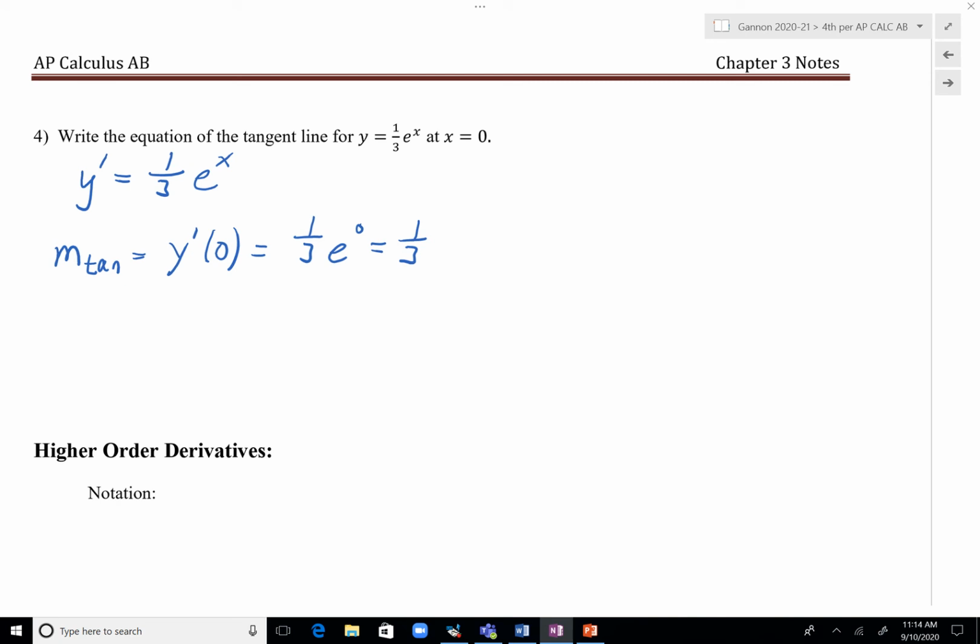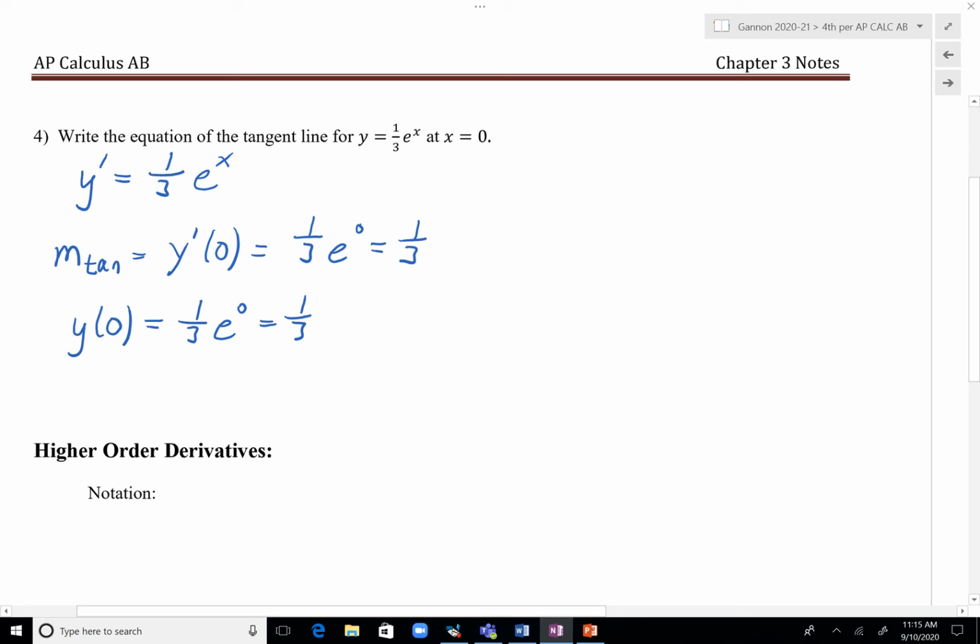We also need a point. We were not given a point, we were given an x coordinate. X was equal to 0. So we also need to figure out what the y coordinate is. So we're going to take y and evaluate it at 0, which is going to be 1/3 e to the 0, which is also 1/3.